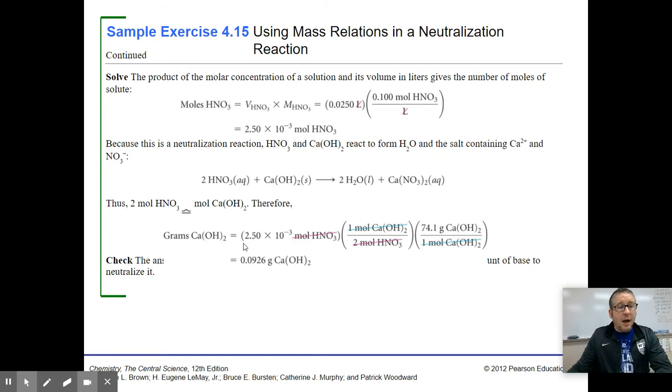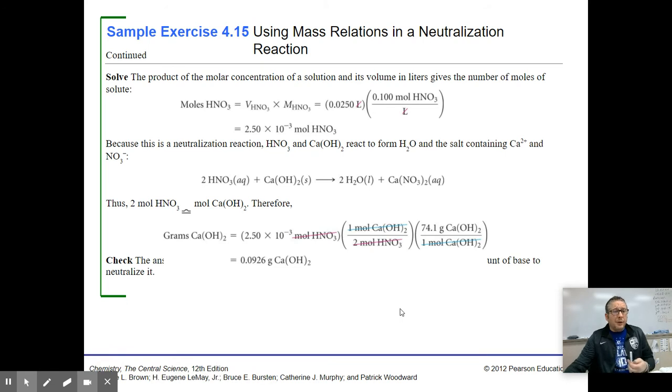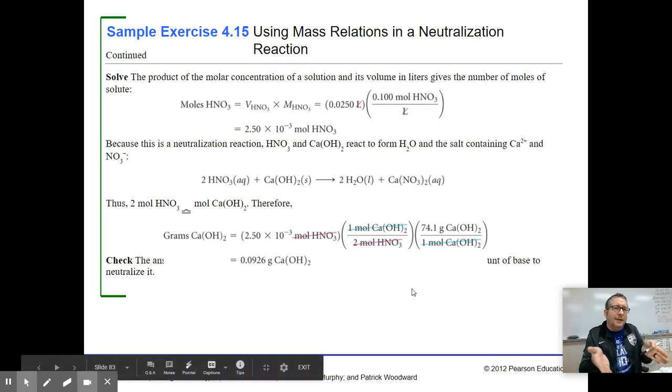So after you have solved the 2.5 times 10 to the negative third moles and use the mole ratio to convert to moles of calcium hydroxide, that determines how many moles of calcium hydroxide you used. Then you could do a separate calculation if you wanted to using molar mass of calcium hydroxide to help determine how many grams are needed. And so you find out you need 0.0926 grams of calcium hydroxide. Okay, so really we're using very similar steps to what we've already spent a great amount of time on in chapter 3, except we're just adding in molarity, which we did quite a bit of practice with yesterday.